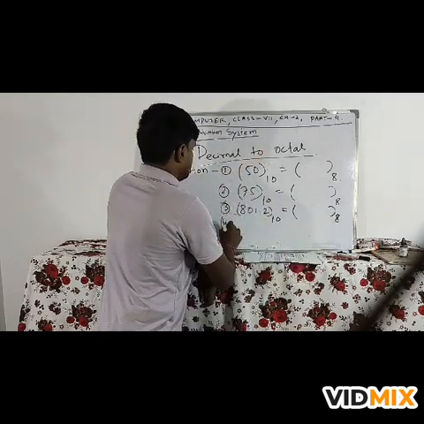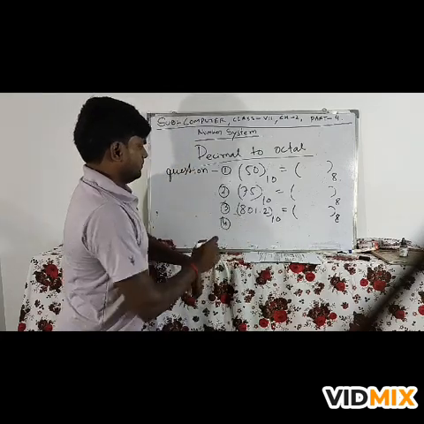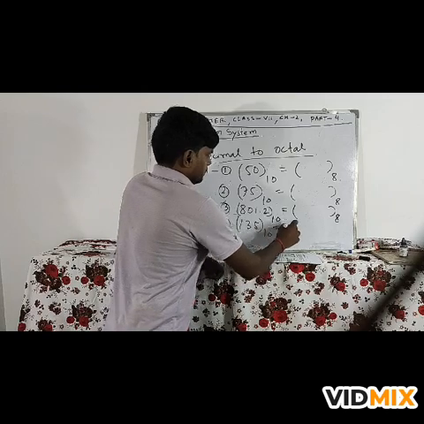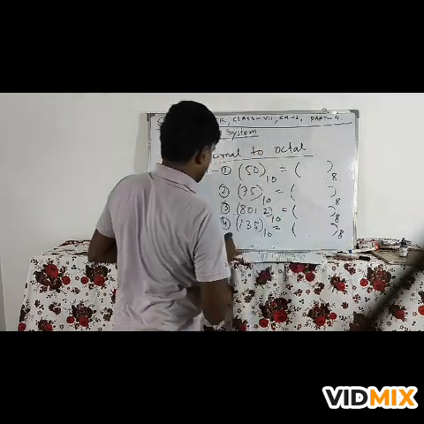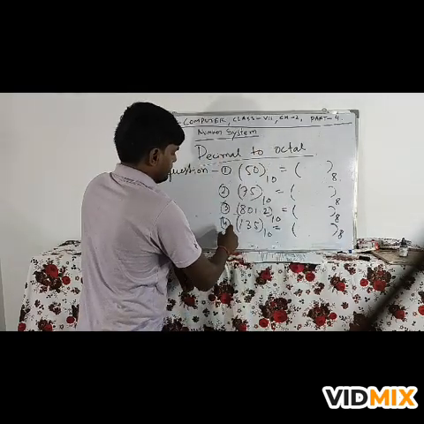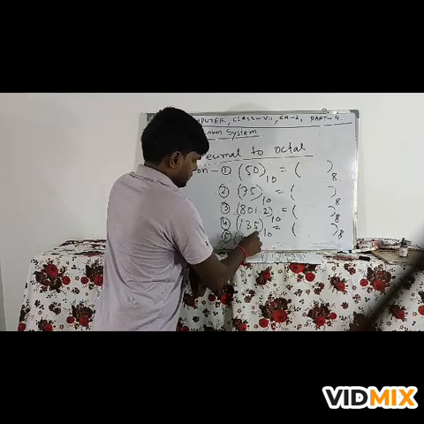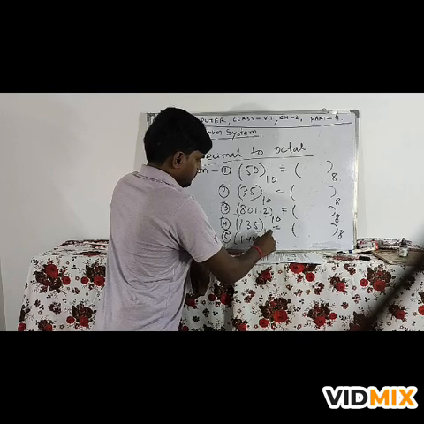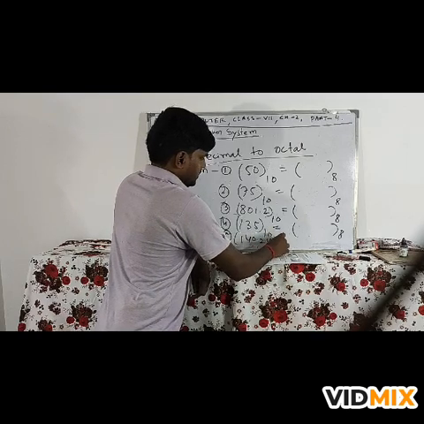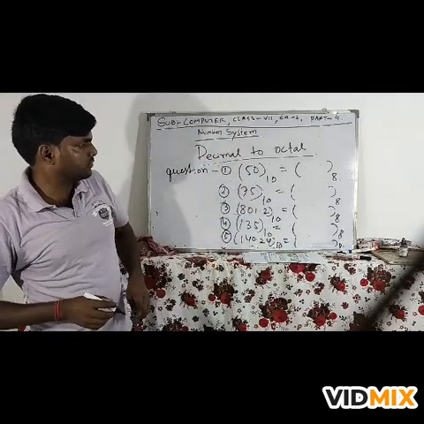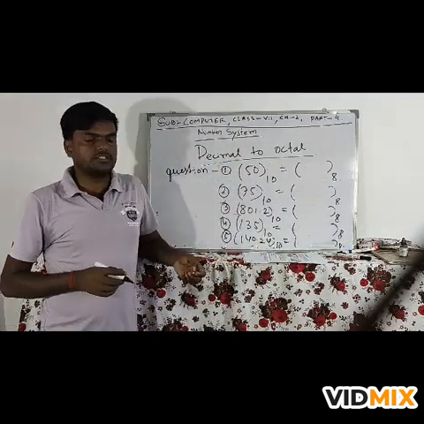Question number 4: 135 decimal to octal. And question number 5: 140.24 decimal to octal. I hope all the students understand very nicely.